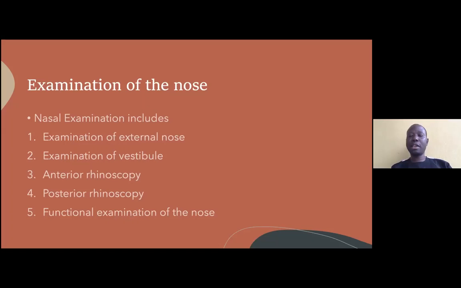Functional examination of the nose, you examine for smell. The nose is usually for smell. So you bring different kinds of maybe spirits or perfume, bring it to the anterior nares.